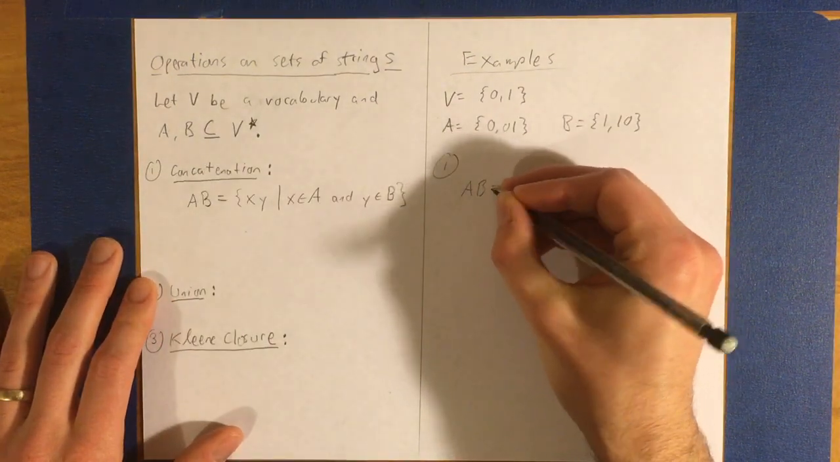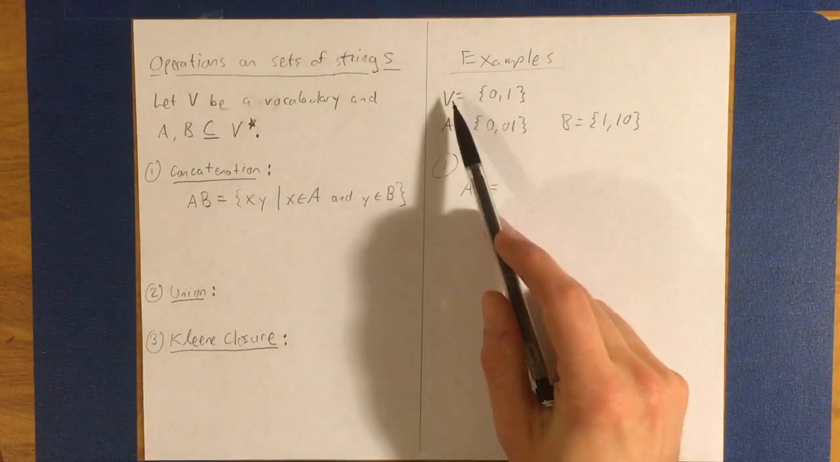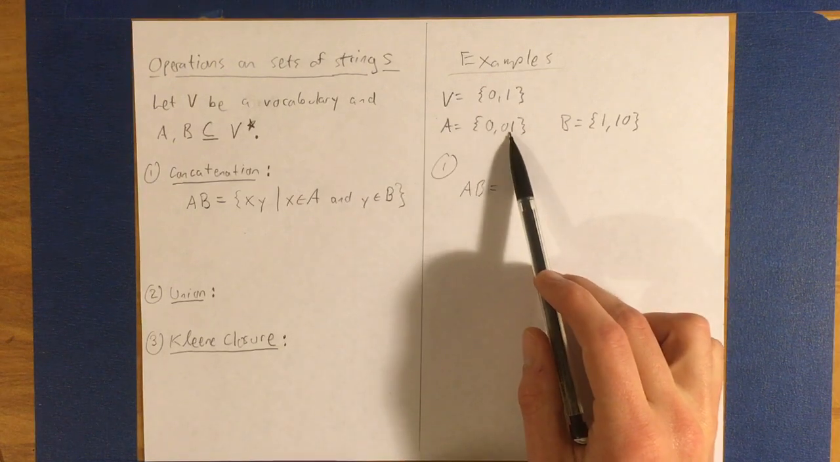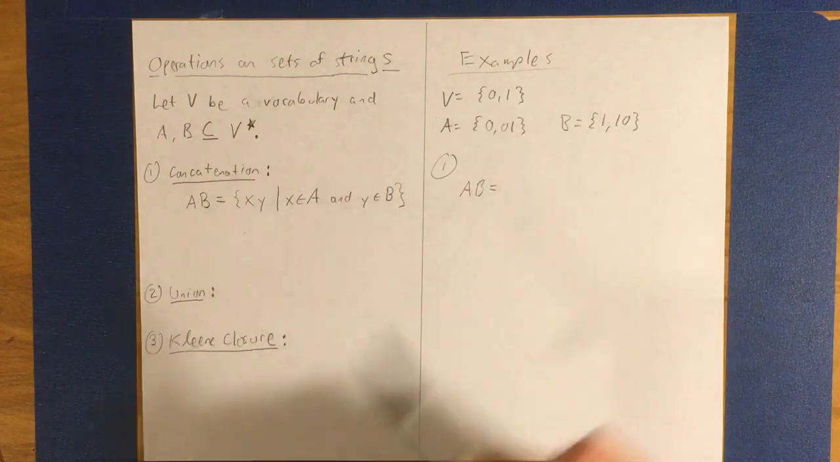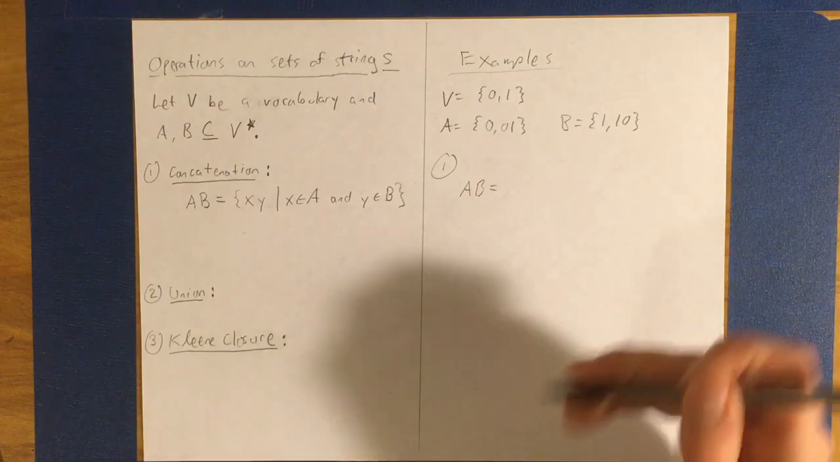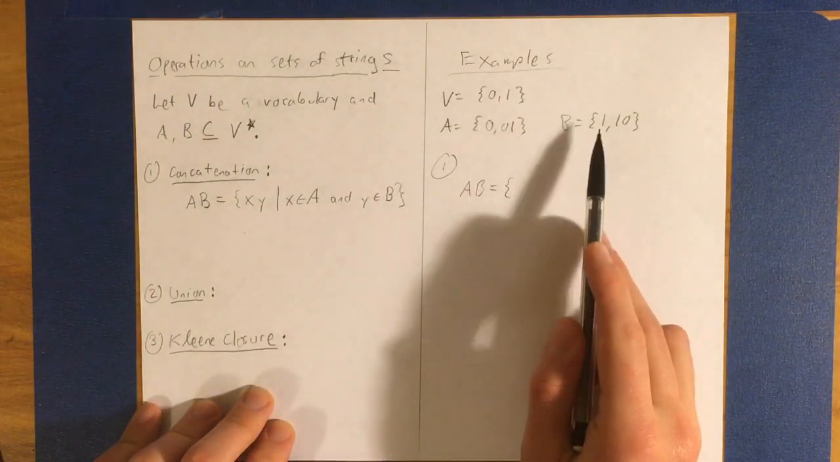So in the example over here, my vocabulary is 0 and 1, so I'm dealing with bit strings. A is 0 and 0, 1. Those are the two elements in A. And then B is 1 and 1, 0. Those are the two elements in B. There's my two sets. And so AB is going to be the set of all strings I can get by concatenating something from A with something from B.